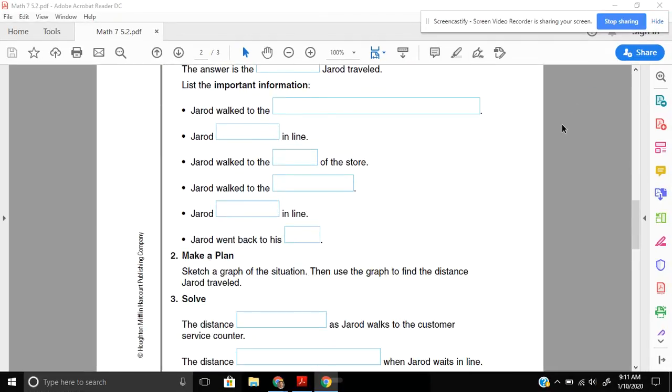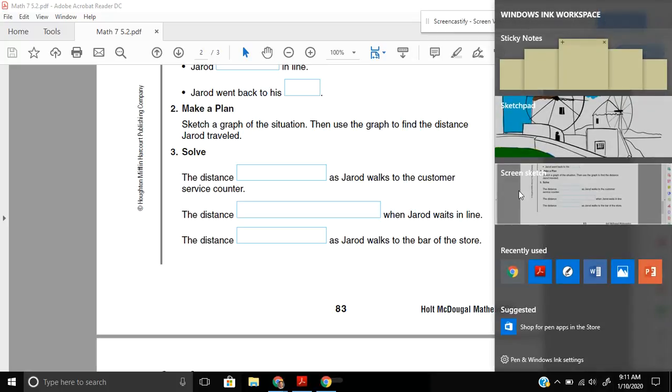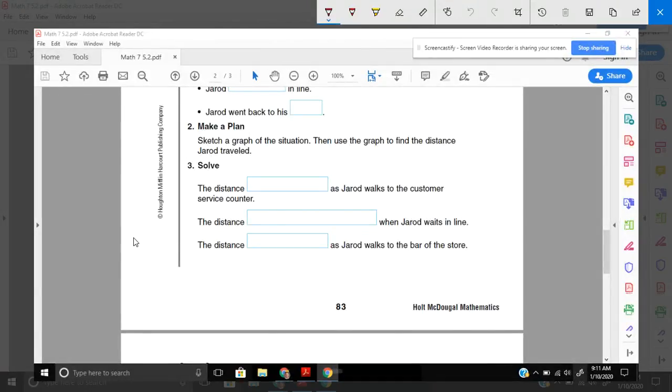Okay, let me scroll down again. So it wants us to make a plan here, sketch the graph, and then use the graph to find the distance, right? So the distance increases as Jared walks to the customer service counter. The distance, what happens when he waits in line? Well, the distance remains the same because when he's waiting, he's not going further or back from his vehicle, maybe a step or two, but that's not something we have to be that specific about when we're graphing.